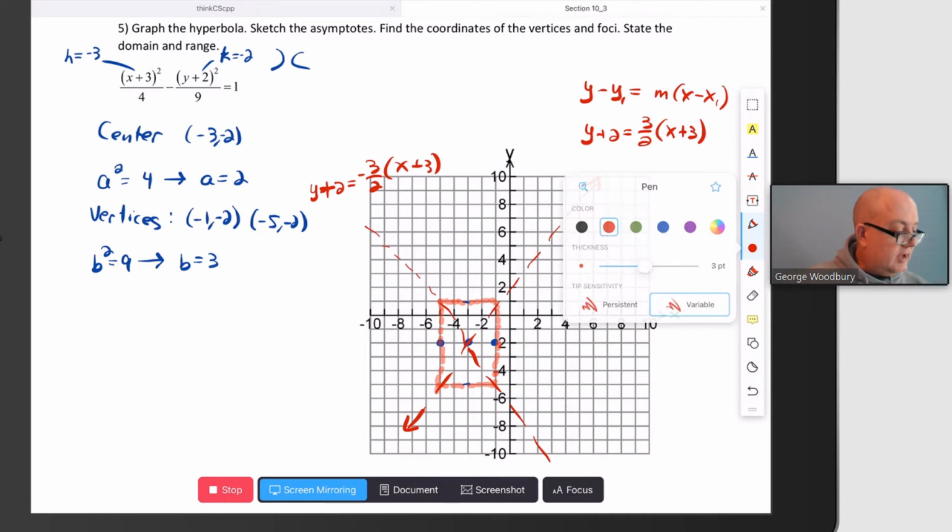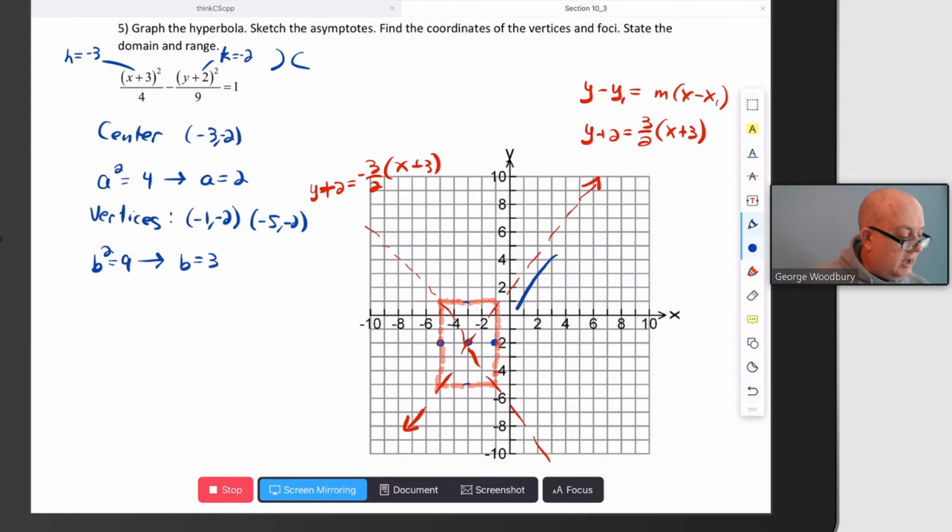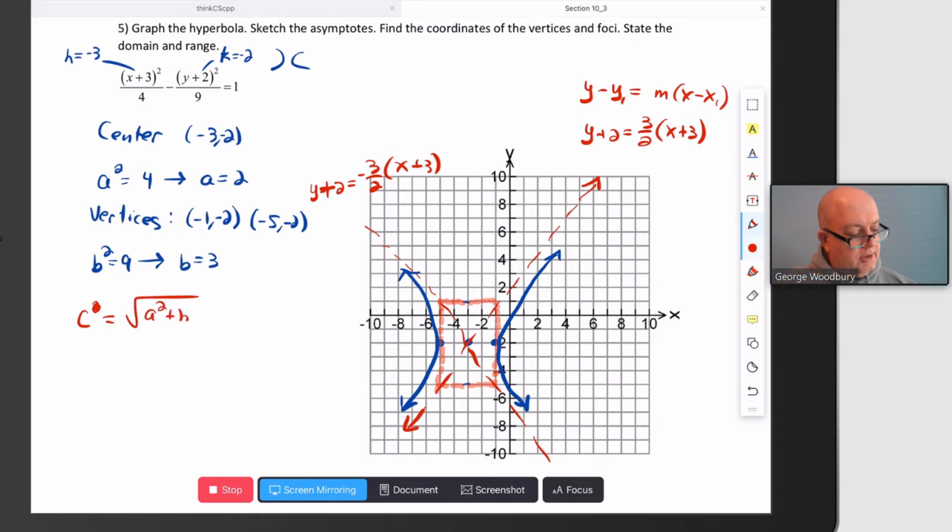I've got everything I need to sketch the graph. The first branch to the right should look like this, and the second one something like this. Again, just a rough sketch. You could get more precise by finding intercepts, etc., but here we're not really worried about that. I do need to find the foci. C equals the square root of a squared plus b squared. C equals the square root of 4 plus 9, which is 13.